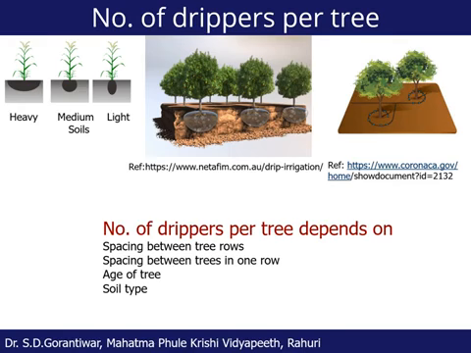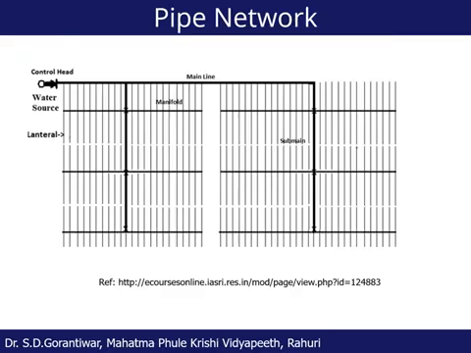In case of light soil, if we use fewer emitters than required, and we are applying the desired quantity of water, it won't be retained, it will be deep percolated, and we will only assume that we are applying the desired quantity of water. So this is the importance of the number of emitters or spacing between the emitters.